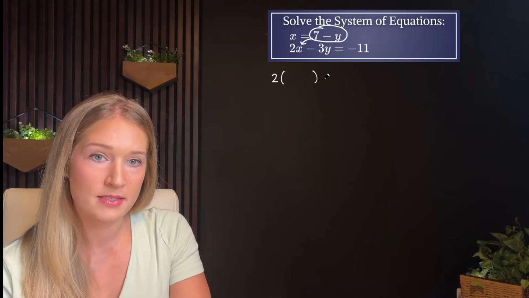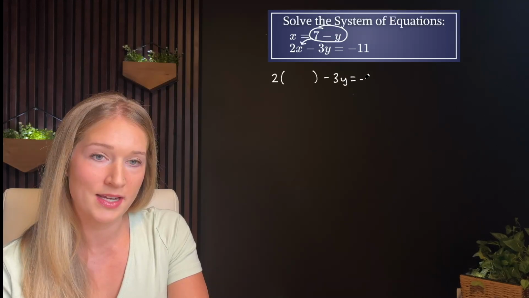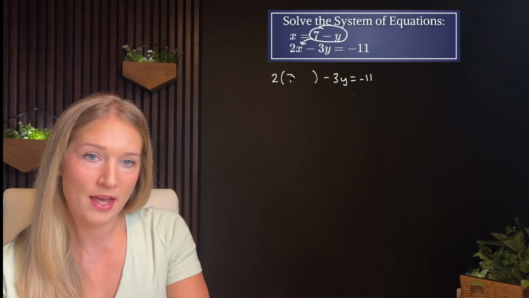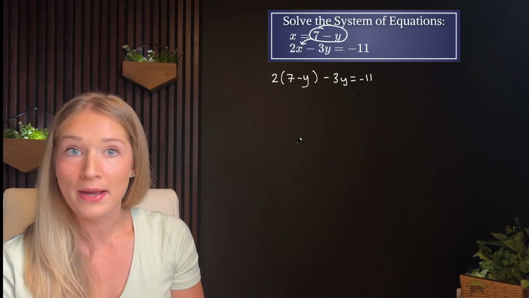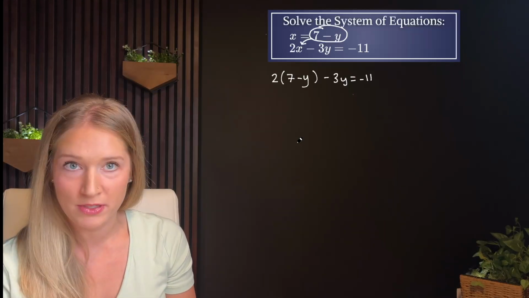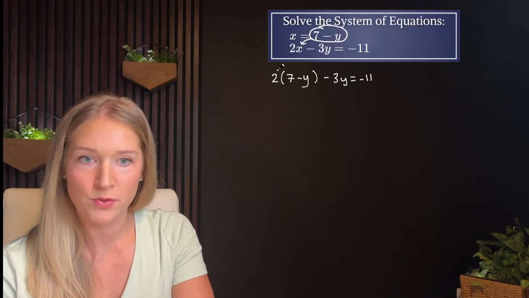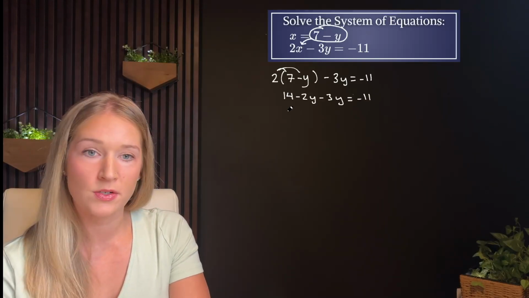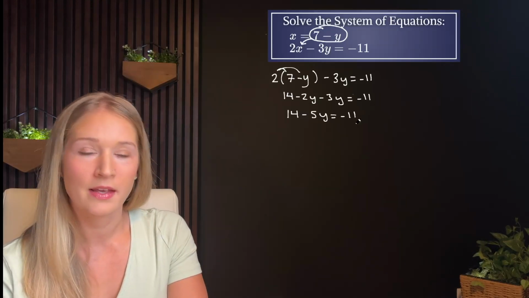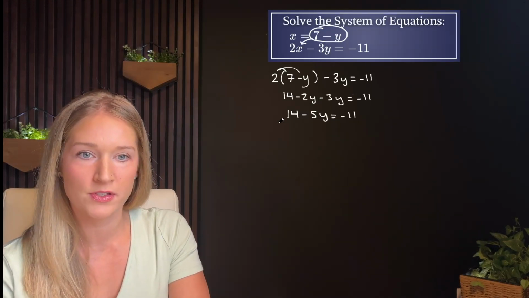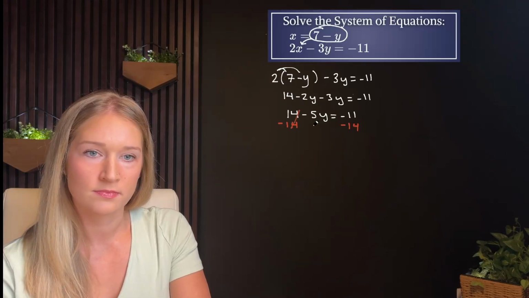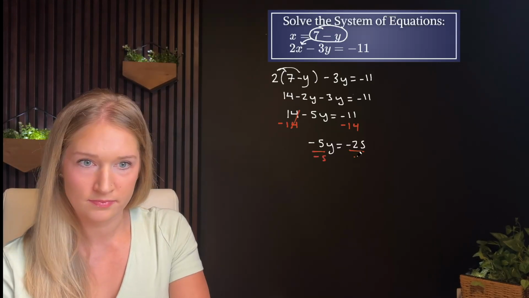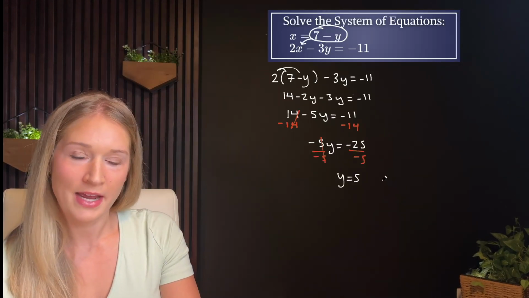So 2x minus 3y is equal to negative 11, but we know what x is. x is 7 minus y. So I go ahead and put that in for x instead. And now I have a single equation with only one variable in it, and I can solve that. I simplify, of course, first by distributing, and then I combine my like terms, and then I solve. I'll subtract my 14 first. And then I divide. And I have found my y value.